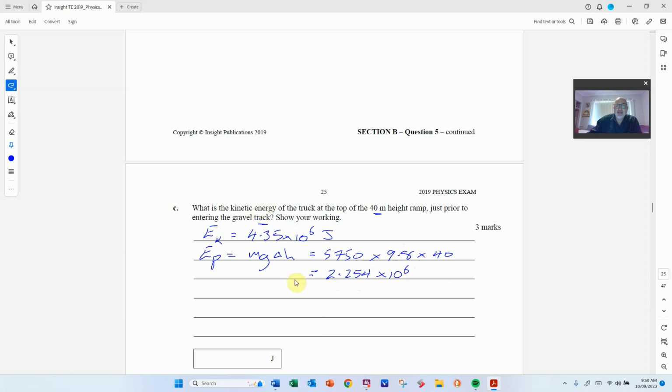So what's the kinetic energy? So EK at the top is going to be the kinetic energy it had before, which is 4.35 by 10 to the power of 6 minus 2.254 by 10 to the power of 6, and that's going to give us 2.09 by 10 to the power of 6 joules.